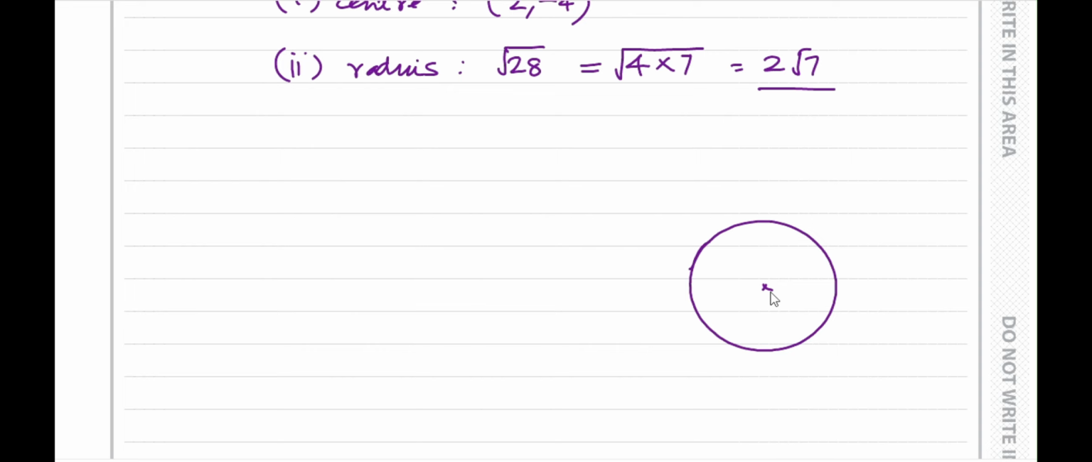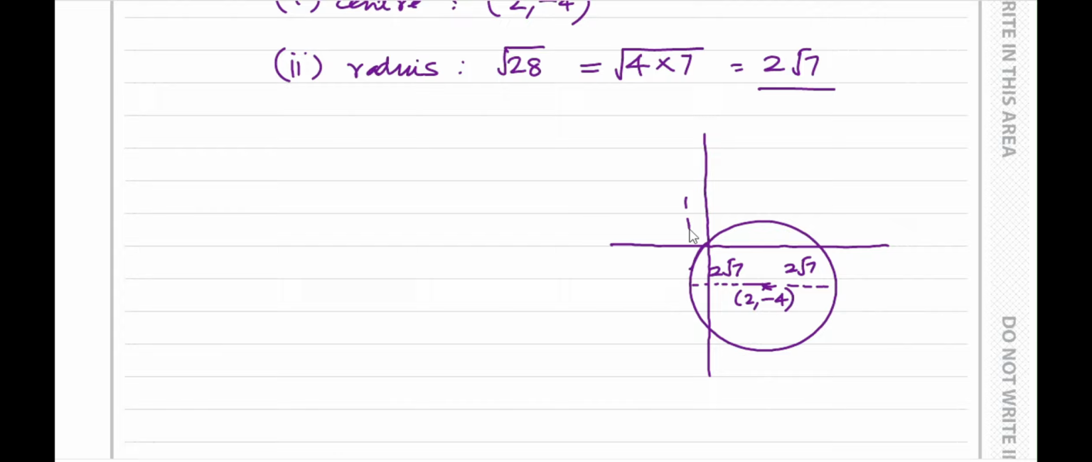The center is (2, -4) and the radius is 2 root 7, so it must be extending to both sides. The radius 2 root 7 is greater than both 2 as well as 4, therefore the y-axis should be here and the x-axis should be here. Let's say, okay, right. This is drawn just approximately, just to show.